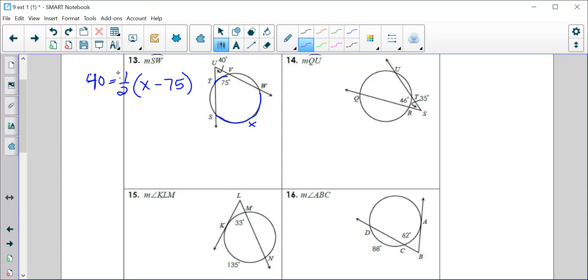So I would multiply by 2 right away to get rid of that 1/2. So then we have to do it to both sides though. So it's going to be 80 equals X minus 75, and then add that 75 to the other side. So it should be 155 degrees equals X.